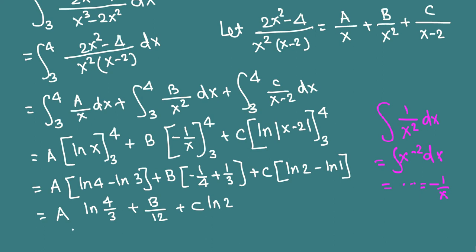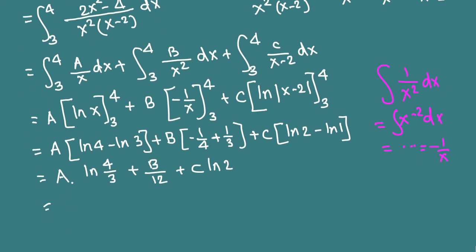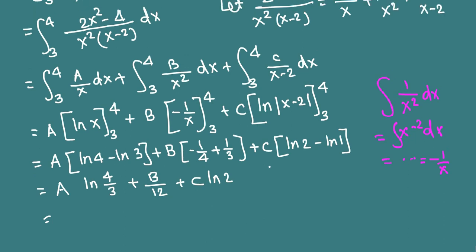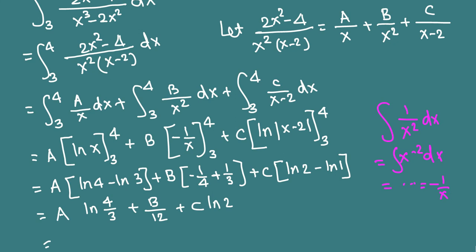So we'll be done in the next step as soon as we find the values of a, b and c. Okay, the calculus part is over. Now we go back to the top where we assumed this fraction is a sum of simpler fractions and find the values of a, b and c.